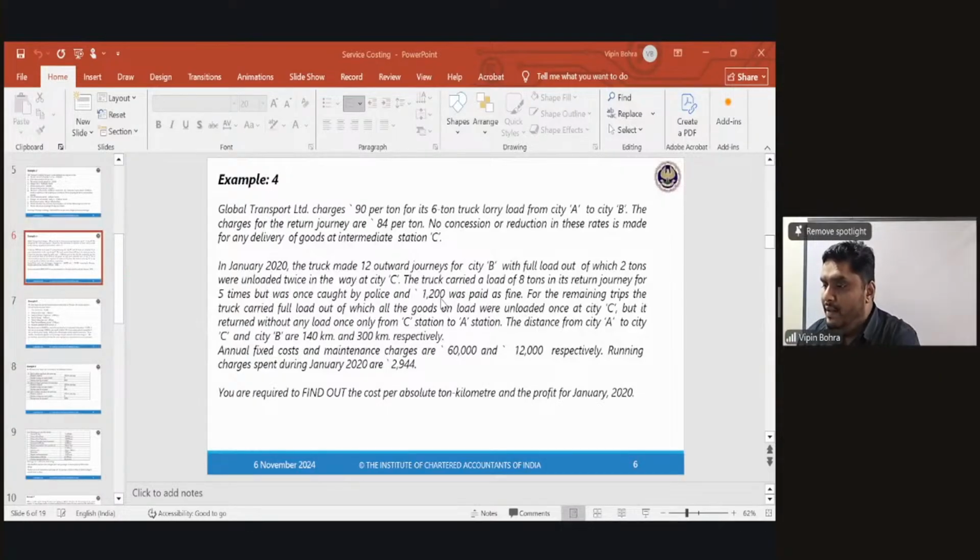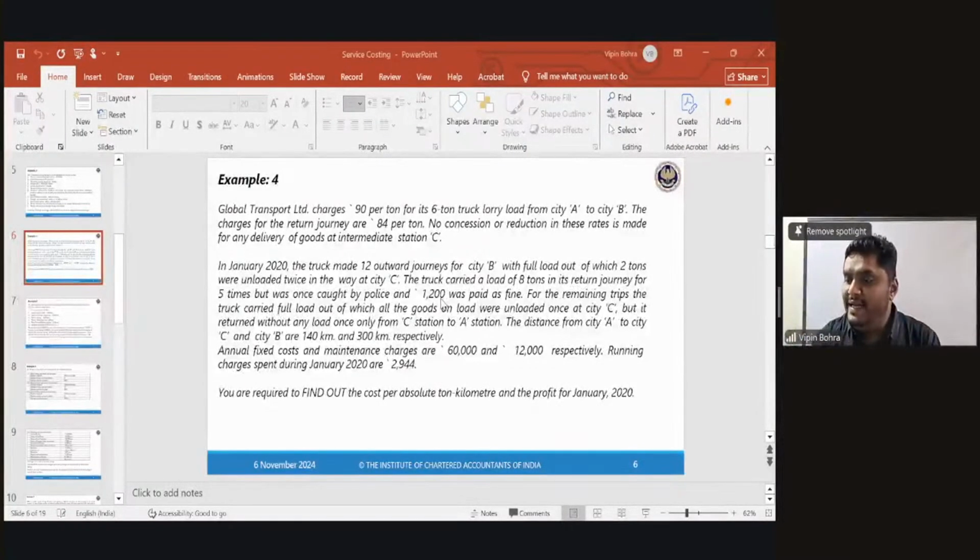Now, the truck carried a load of 8 tons on its return journey 5 times. So out of 12 times, there was an onward journey 12 times, so the return journey will also be 12 times. Of these 12 times, 5 times they carried a load of 8 tons. But once it was caught by police and 1200 was paid as fine.